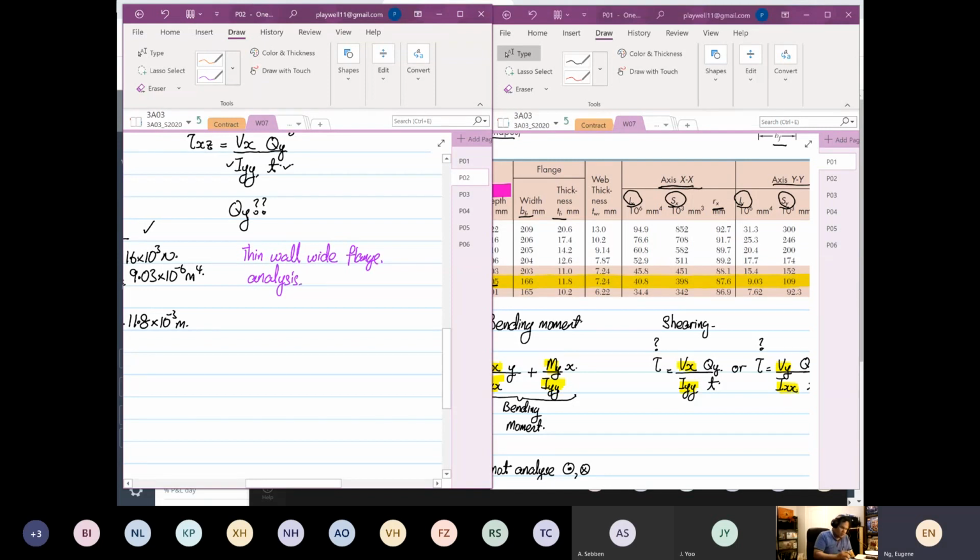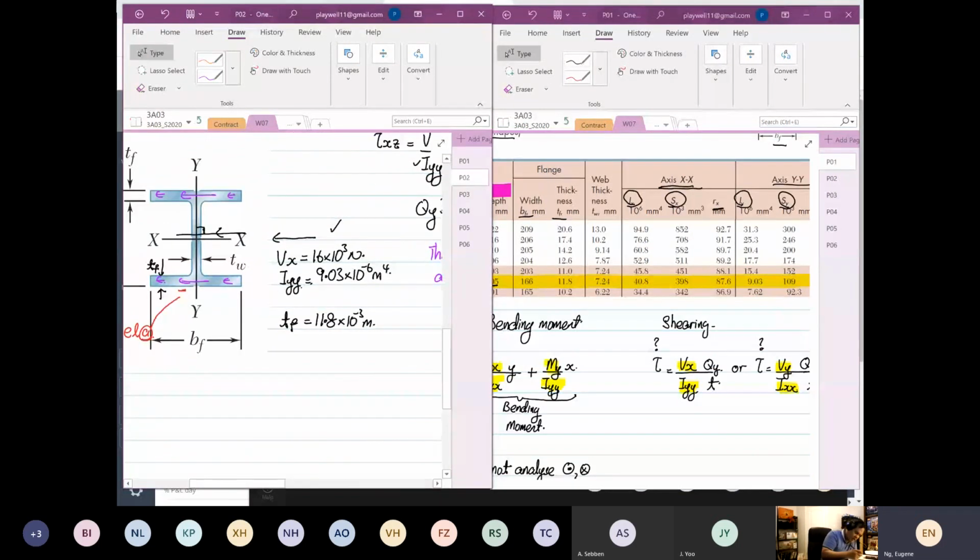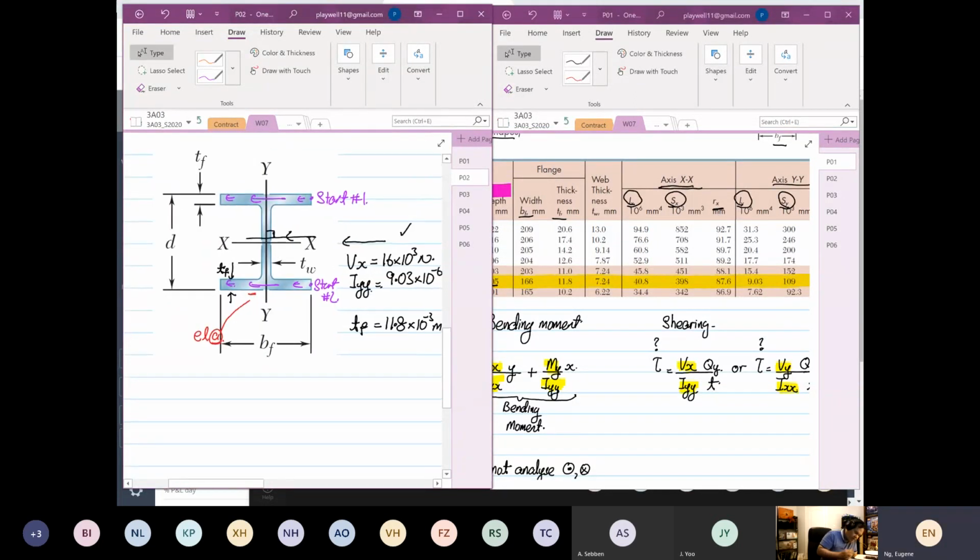Right? So when it's thin wall, wide flange analysis, there's only one Q, right? Because they have two separate starts. So this is your start number 1, start number 2, and the end point is also separate. End point number 1 and end point number 2, right?